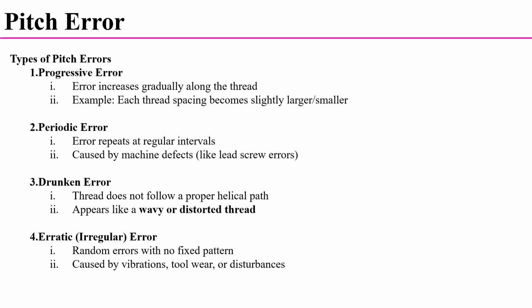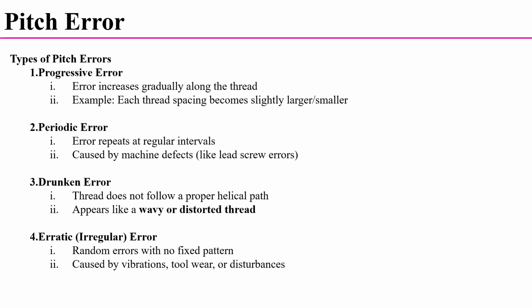Next, let's see the various types of pitch errors. First one is the progressive error. Progressive error means the error increases gradually along the thread. For example, each thread spacing becomes slightly larger or slightly smaller. The second type of pitch error is the periodic error. Periodic error means the error repeats at regular intervals, and this periodic error is caused by machine defects.